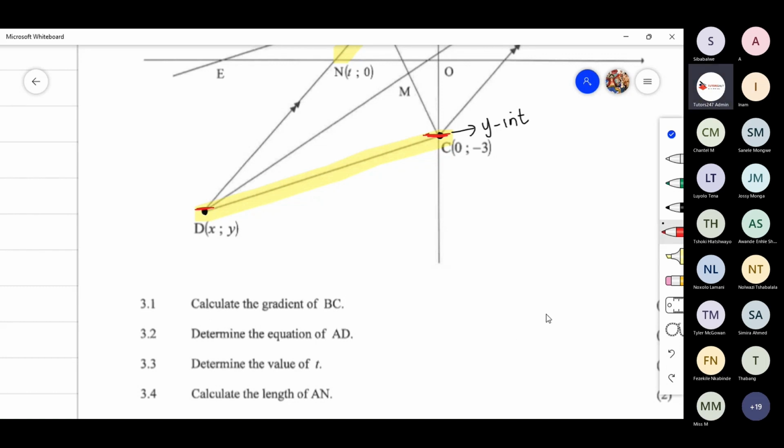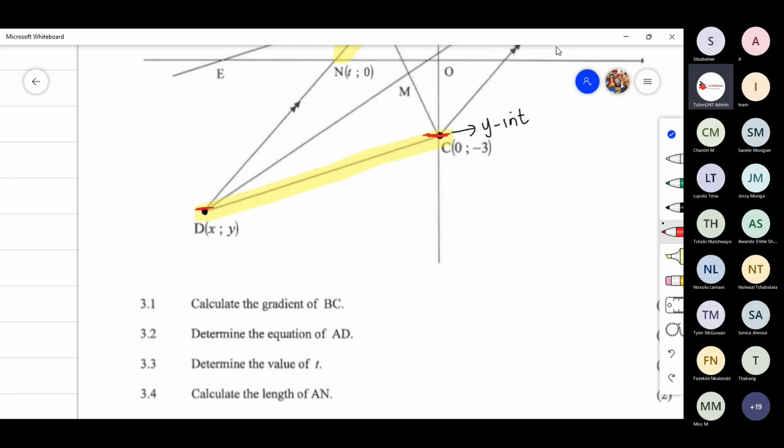Just allow me a moment to check the chats to see if there's any questions before we proceed. Okay, so let us proceed. There aren't any questions.